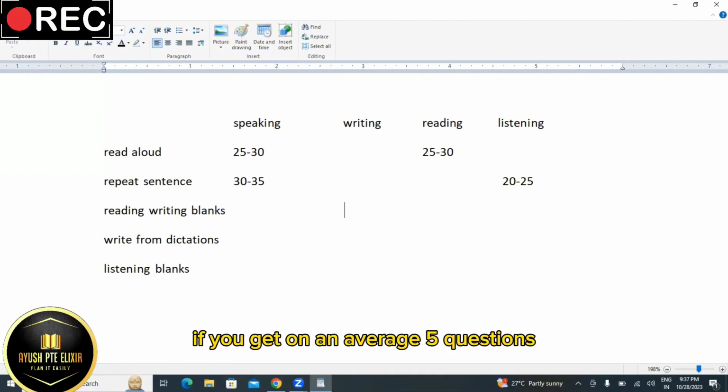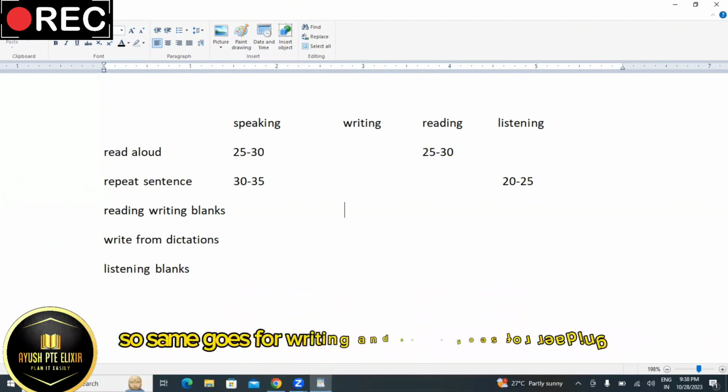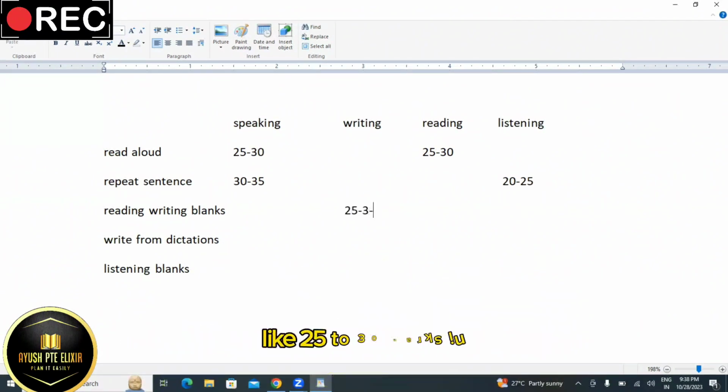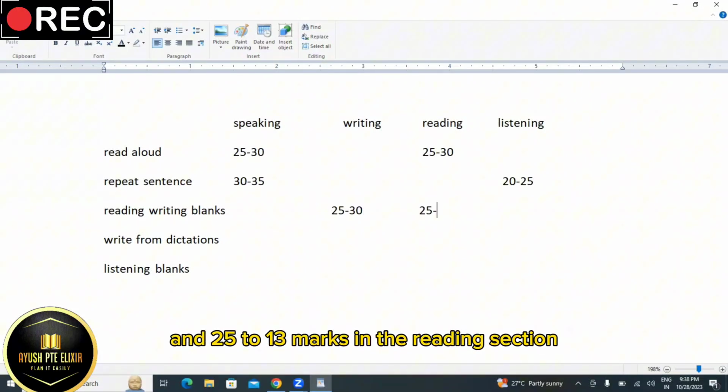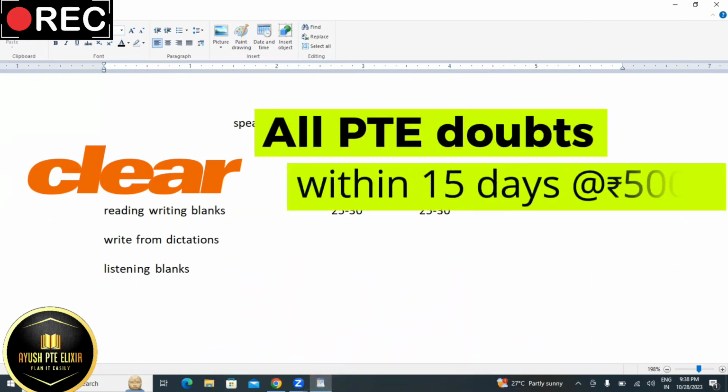So if you get on average 5 questions and approximately 5 to 6 blanks in each, you get 25 to 30 marks. The same goes for writing and for reading: 25 to 30 marks in the writing section and 25 to 30 marks in the reading section.